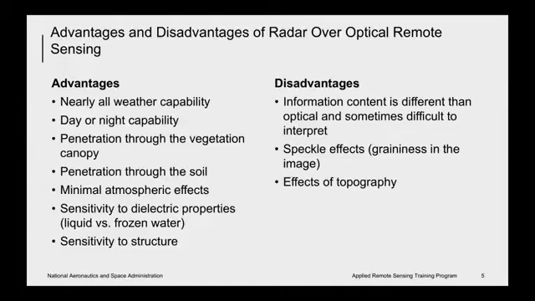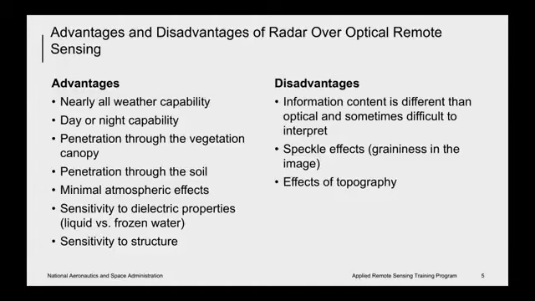In addition, with radar remote sensing, there are minimal to no atmospheric effects or corrections needed, as opposed to optical, where atmospheric corrections are critical for proper image interpretation. Finally, radar is very sensitive to the dielectric or electrical properties of the surface and to structure. So that's really important. Radar is sensitive to two things, the dielectric and structure.